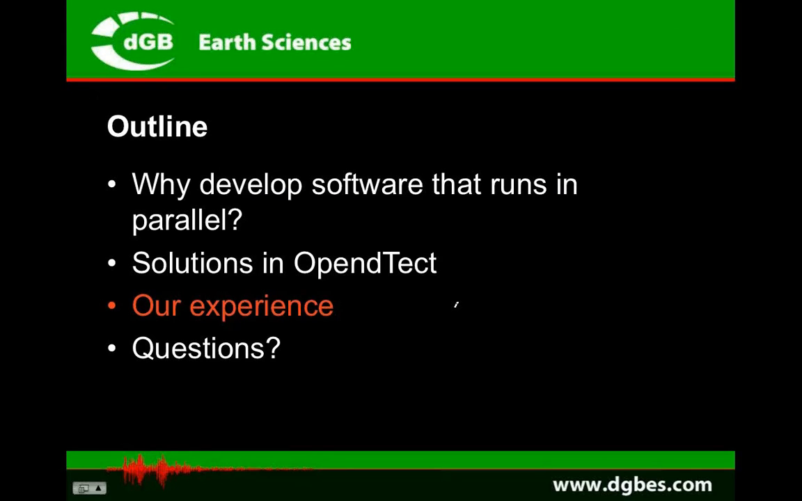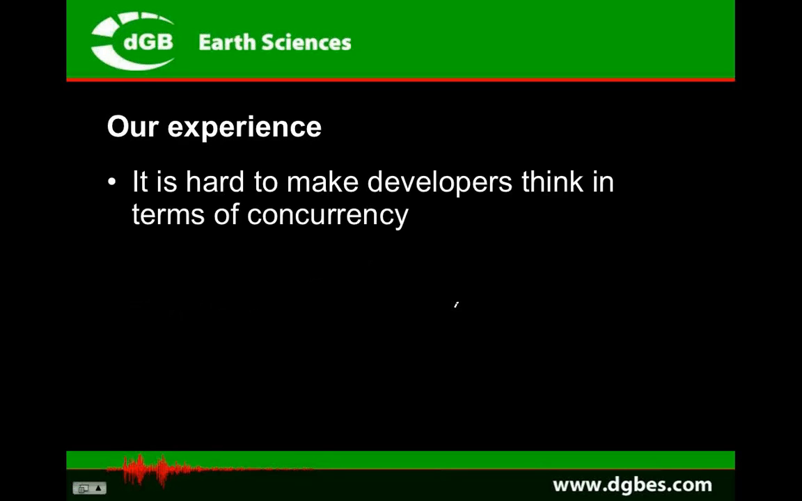Now let's look at our experience at dGB Earth Sciences in parallelizing code. First of all, it is hard, both for myself and for making other developers think in terms of concurrency. We're so tuned to doing things in sequence, that A happens before B, and not that A and B may happen at the same time, and sometimes B is finished before A. It's really hard to get your mind around that, and I see that both in myself and in my fellow developers.